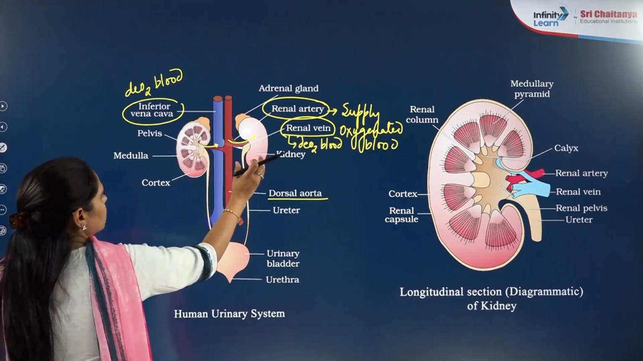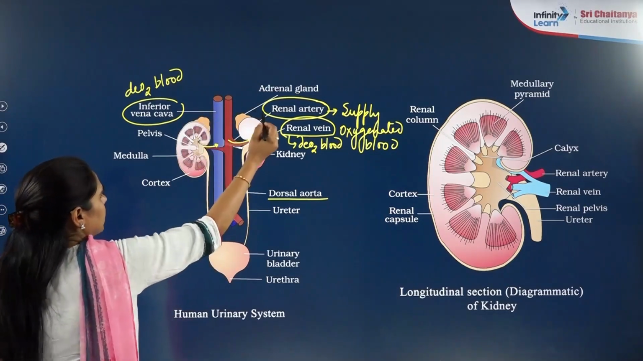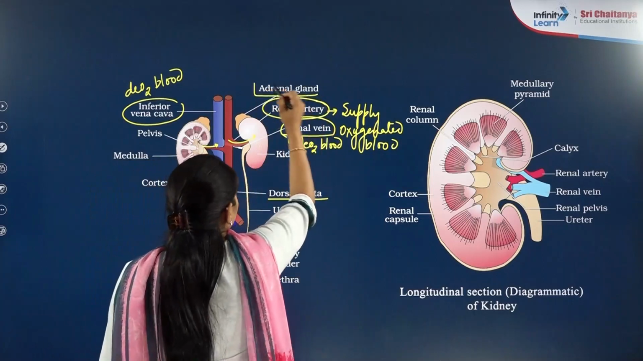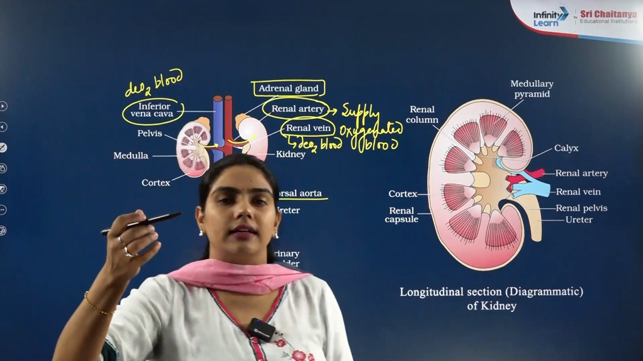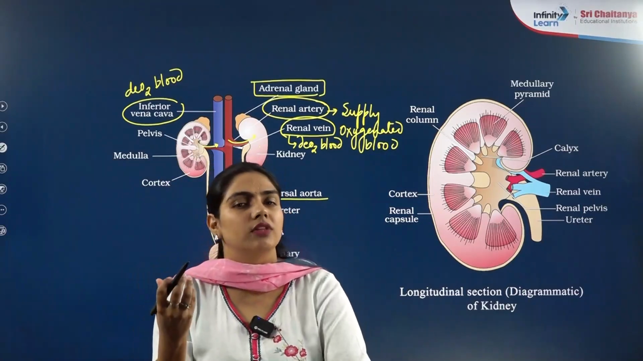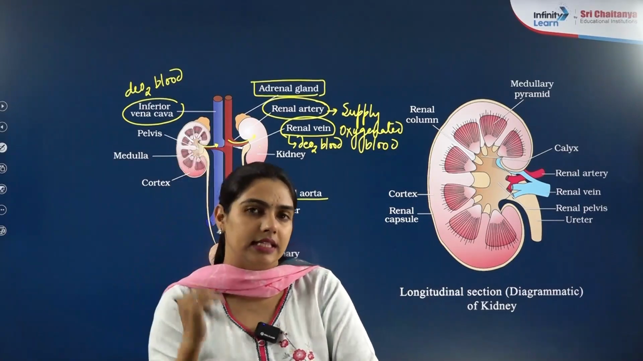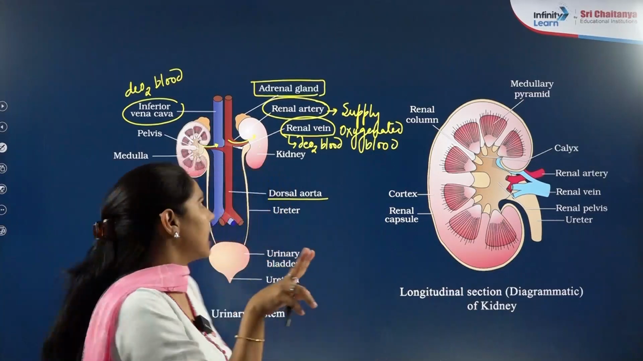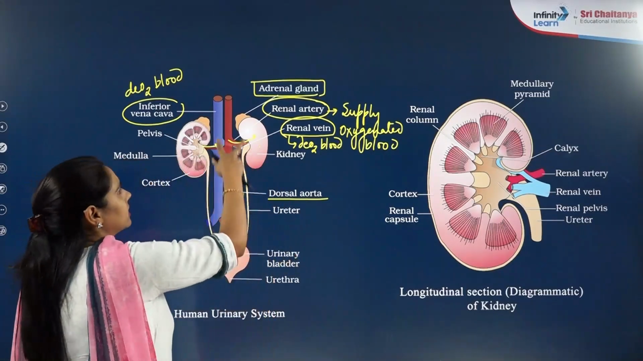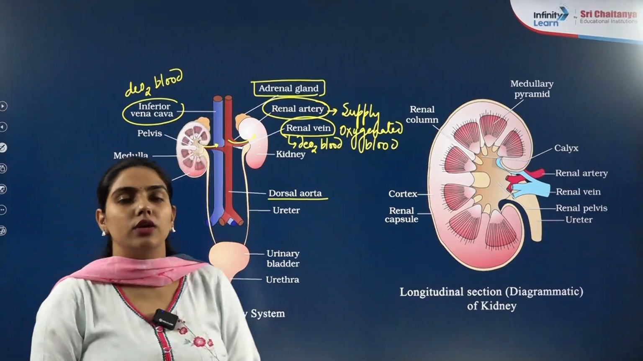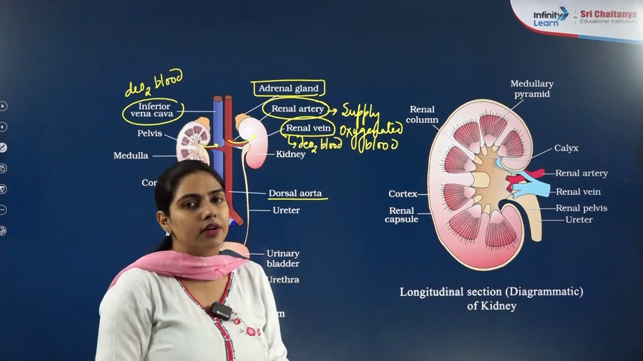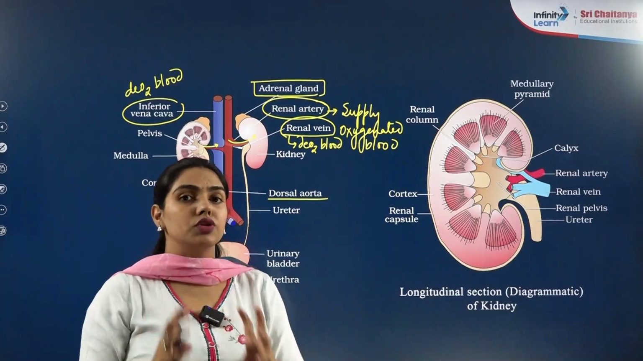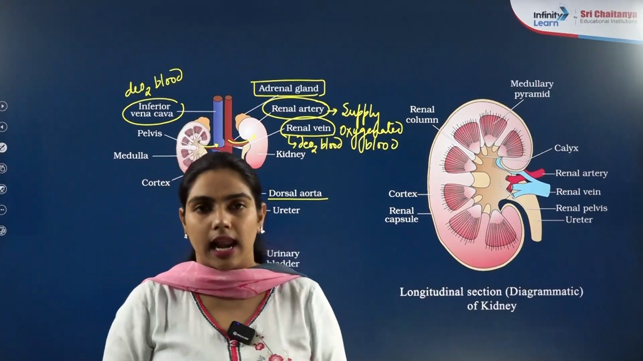There are two kidneys here. Then above the kidney, you can see there is an endocrine gland. That is known as the adrenal gland. The name itself tells you the presence of the adrenal gland above the kidneys, right? So two adrenal glands, because two kidneys are there. The adrenal gland is a part of the endocrine system, so we will study it separately. But you should know the location of the adrenal gland.